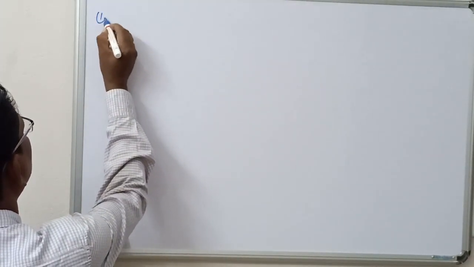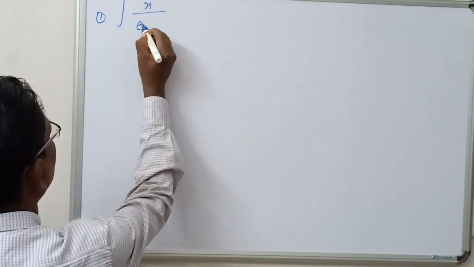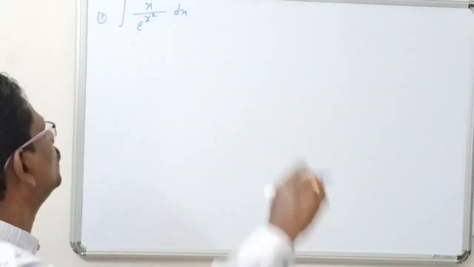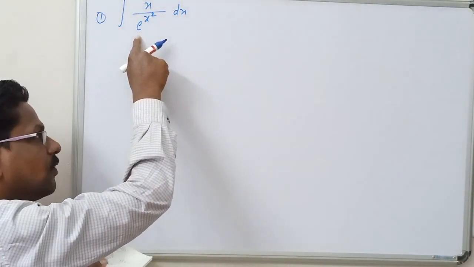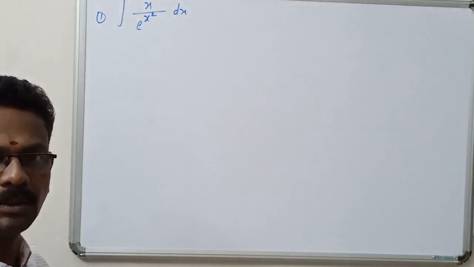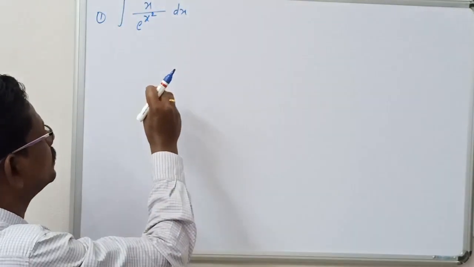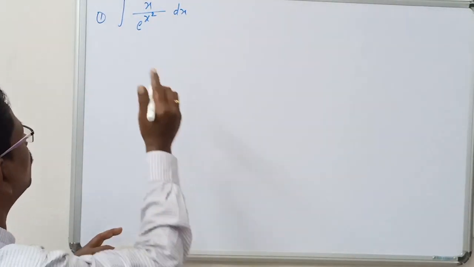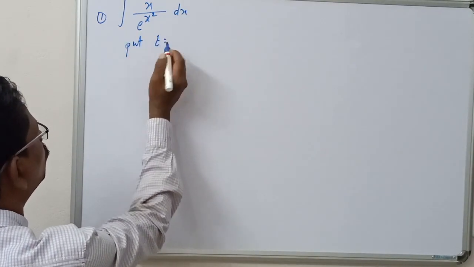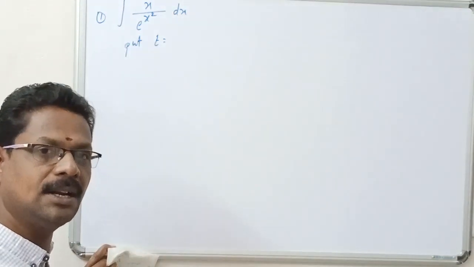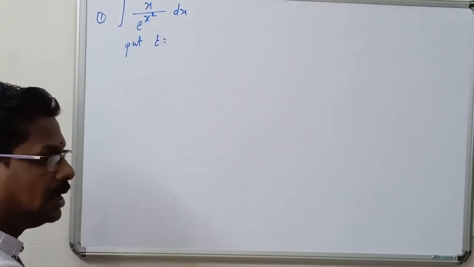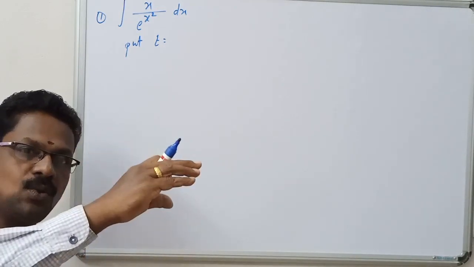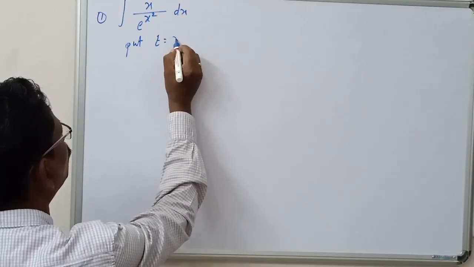Take the first example: integral x divided by e power x square dx. Here there is one function, the exponential function, having another function inside it, the quadratic x square. This time you take one expression as another variable. Put t equal to, which is the complicated one and which is the easy one? E power x is an exponential function, but e power x square is somewhat different. So you take that x square as t. Put t is equal to x square.